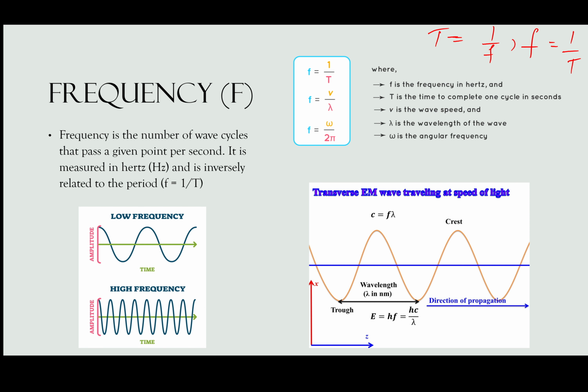So a low frequency will be described as having a longer wavelength, right? And a higher frequency will be described as having a shorter wavelength, right? That is how it looks there. So now for frequency, we have three different definitions: 1 over T, v over lambda, or omega over 2 pi. Three different equations, right?